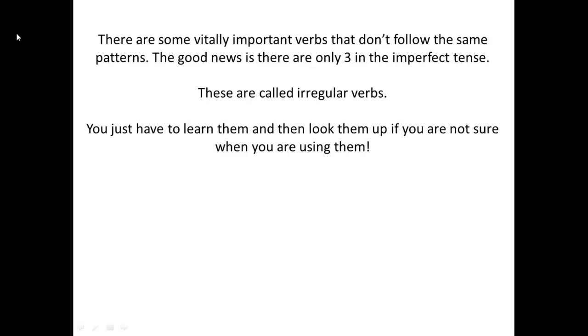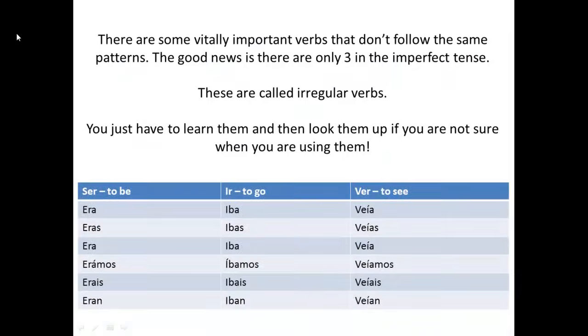There are some vitally important verbs that don't follow the same patterns. The good news is that there are only 3 in the imperfect tense, and these are called irregular verbs. You just have to learn them and then look them up if you're not sure when you're using them. There's some of the usual suspects, unfortunately. Ser, to be, ir, to go, and ver, to see. As you can see, they're outlined below.